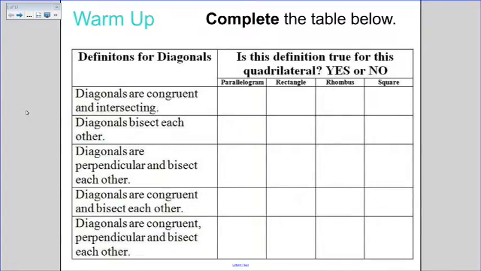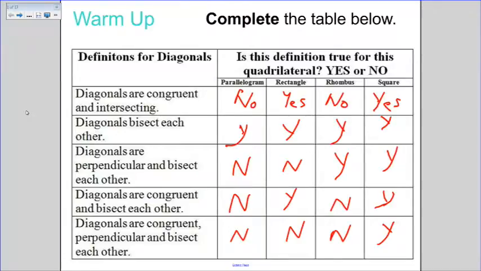Okay, so this is your warm-up for today. I don't know how you did, but I'm going to fill in the answers for you, and you can check them against your own. Sound good?